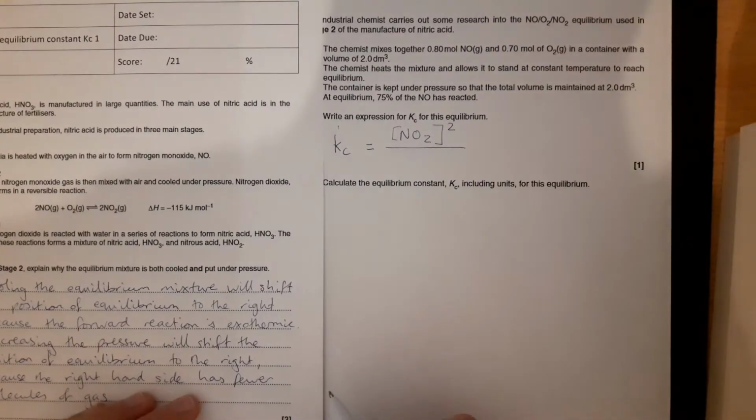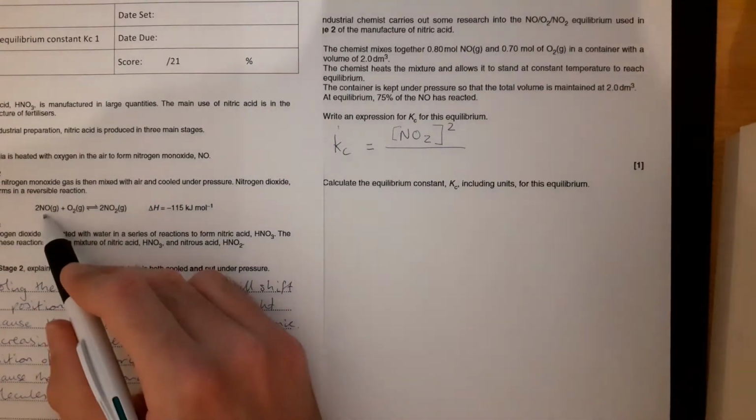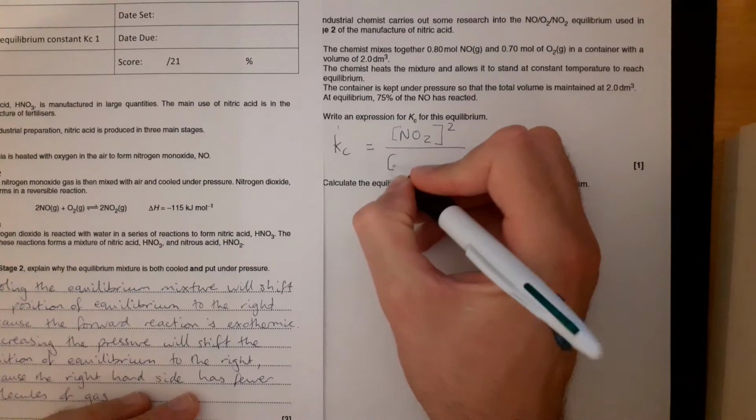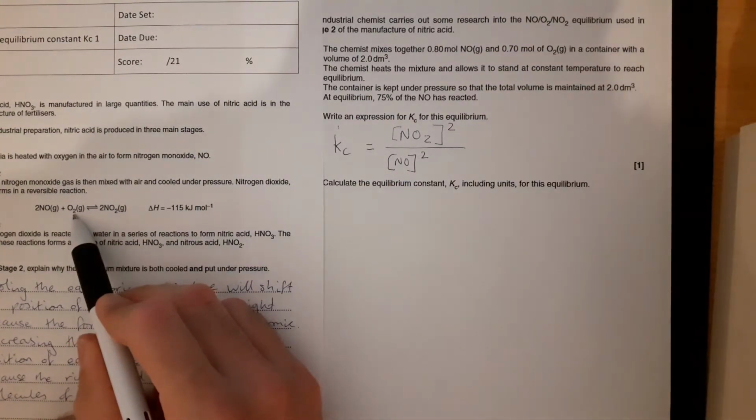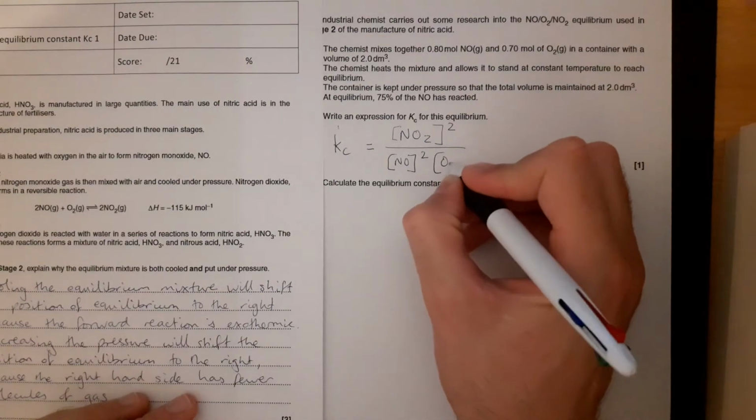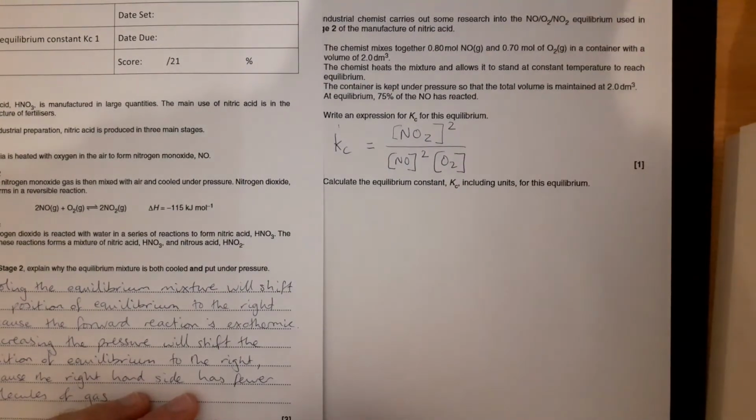And then we're going to have the reactants on the bottom. So we've got 2 NO. So that means we need the concentration of NO squared. And then we've got just 1 mole of O2. So we just need to put the concentration of O2 to the power of 1.